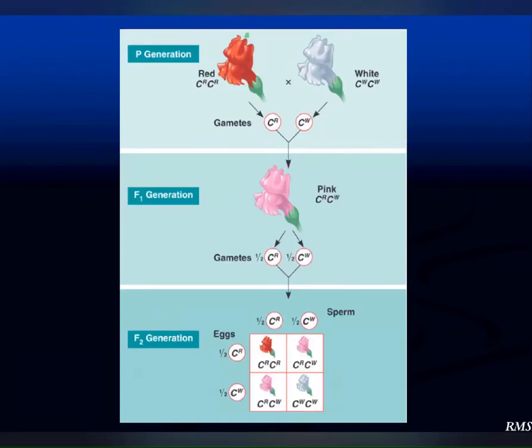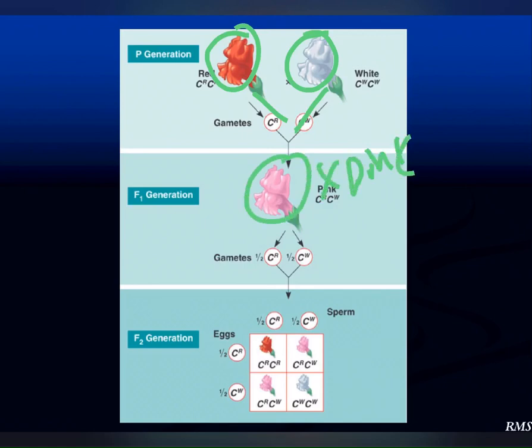Visually, here we have the red, here we have the white. When we cross them, we get pink. But when you take two pinks and cross them, here's that Punnett square, you can actually get red, pink, and white again. So that's called incomplete dominance, when those characteristics blend together like this.